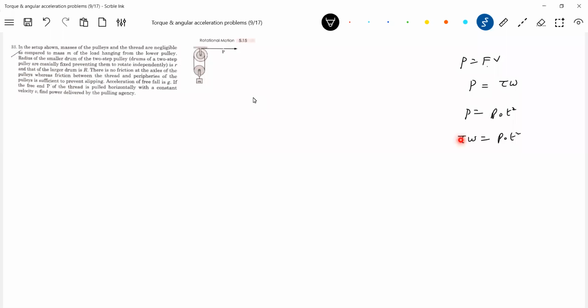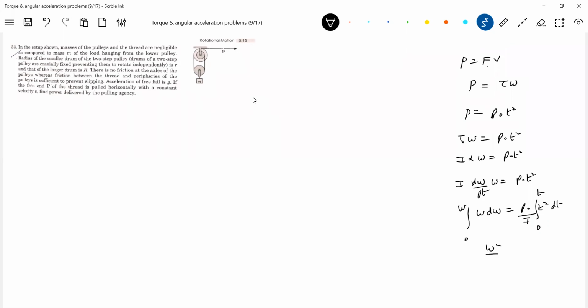Then what is the torque? Torque should be equal to I alpha. There it was ma, now I alpha. Then alpha you can write as d omega by dt. So omega d omega equals P naught by I t square dt. Then integrate from 0 to, if you have any limits, put those in.